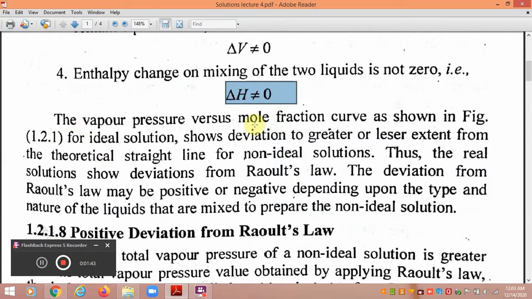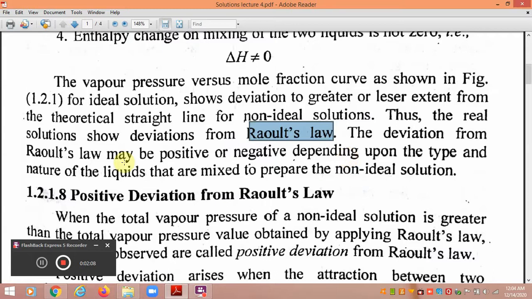It is also observed that the vapor pressure versus mole fraction curve for a non-ideal solution shows deviation, to a greater or lesser extent, from the theoretical straight line. Hence, the real solution shows deviation from Raoult's law, and the deviation may be positive or negative on the basis of the type and nature of the liquids that are mixed to prepare the non-ideal solution.